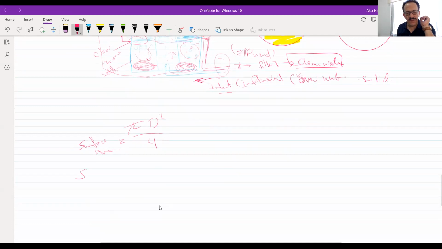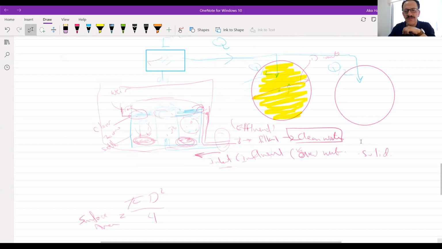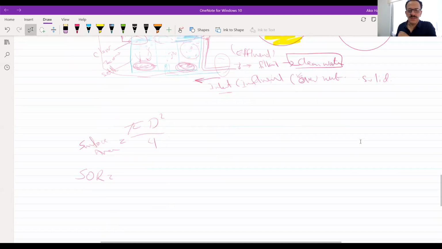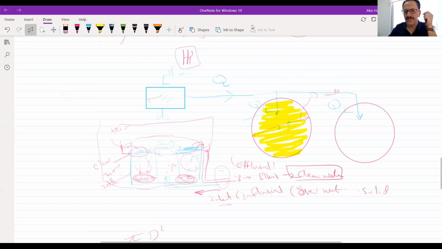And now we have SOR. What is this SOR? The definition of SOR is the surface overflow rate. What is the surface overflow rate? Can you answer? What do I mean by the surface overflow rate?